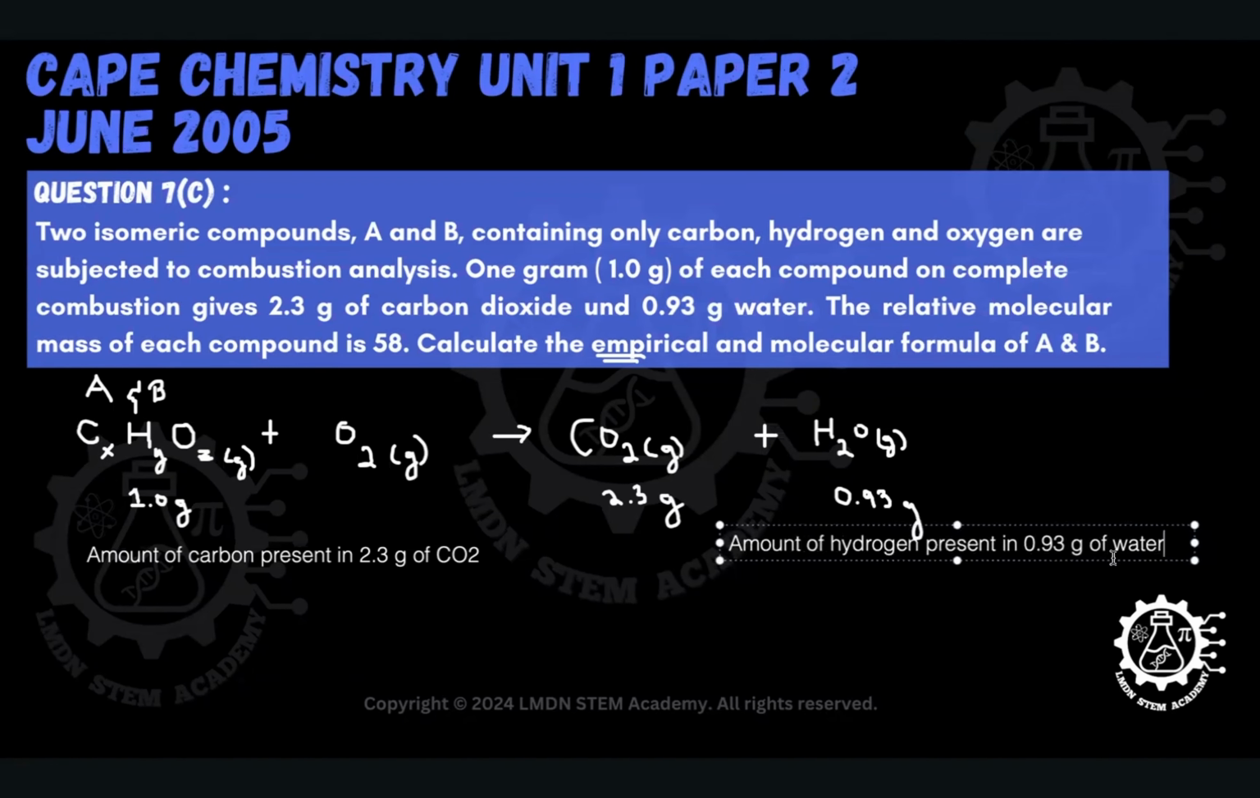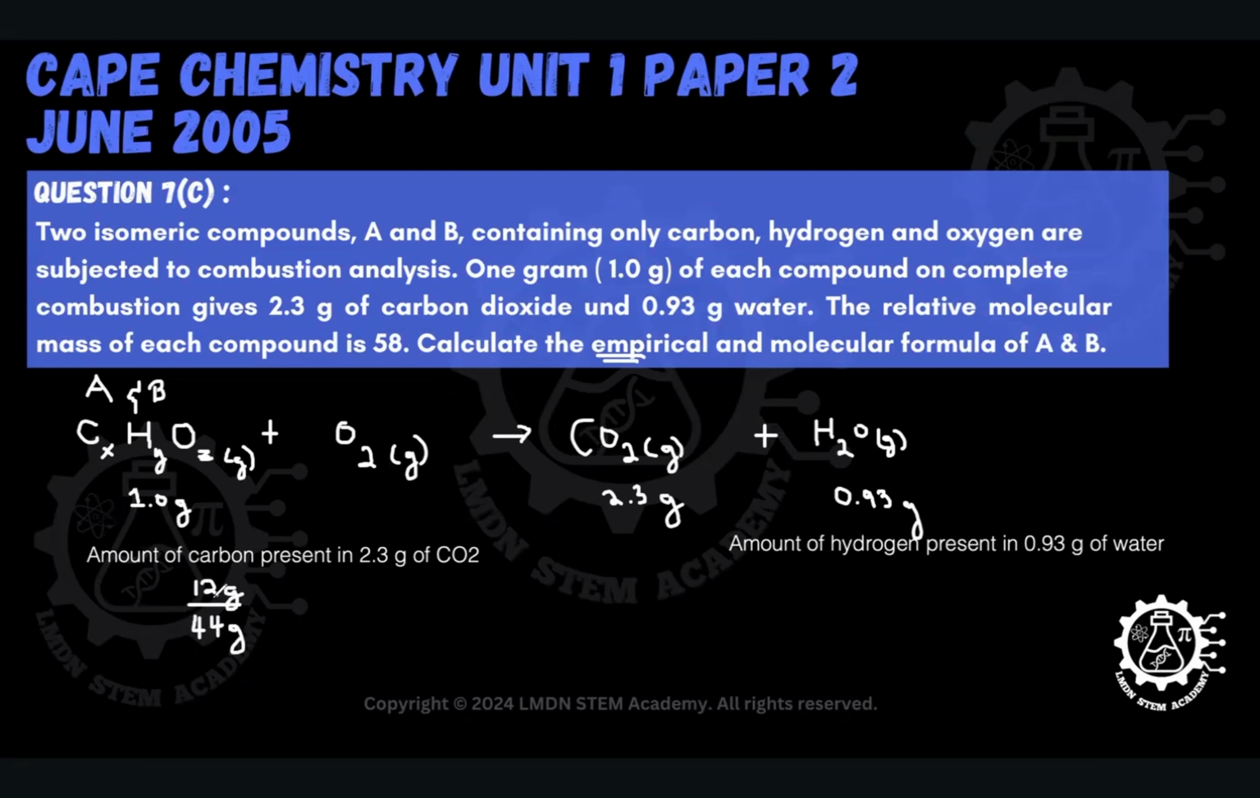So what we're going to do now is we're going to say, okay, if we look at 1 mole of carbon dioxide, right, a molecule of carbon dioxide is made up of 1 carbon, which has a mass of 12 grams. So we're going to say there would be 12 grams of carbon present in the whole molecule, which has a mass of 44 grams.